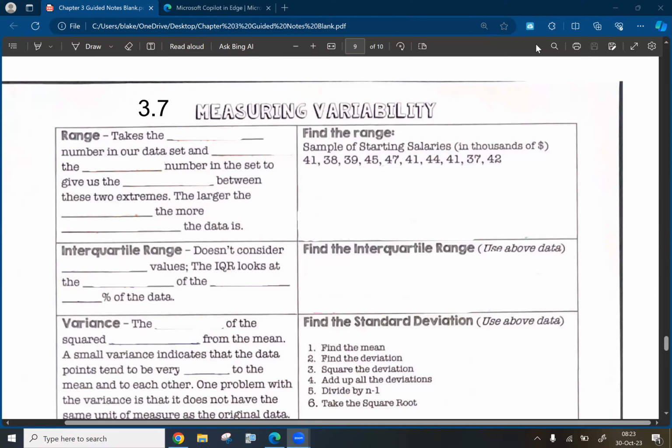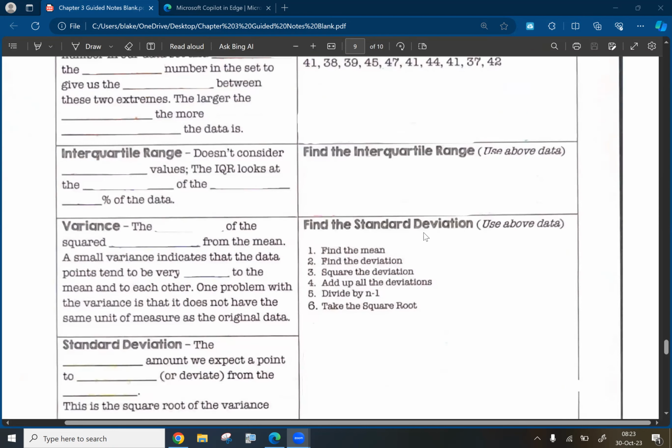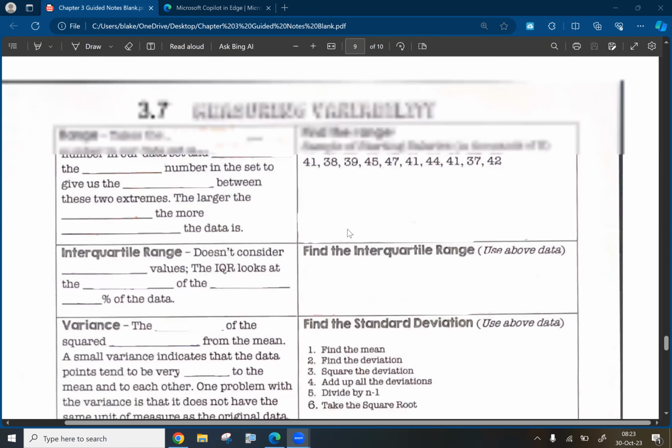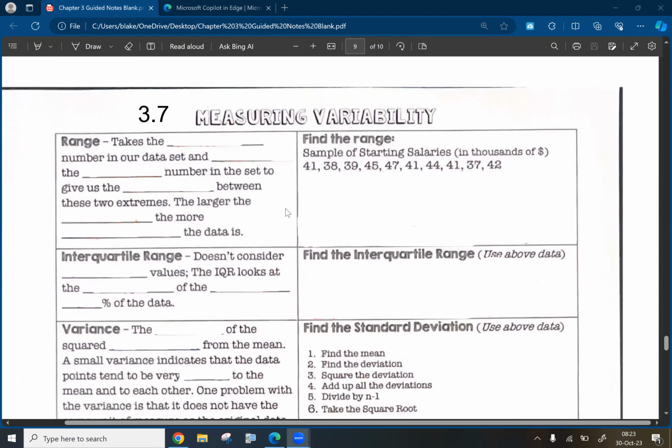Today we're going to talk about 4 different types of measurements to measure spread, which is what measuring variability is. It's how spread out the data is. Those 4 different ways are range, interquartile range, variance, and standard deviation. So let's talk about what each of those are and go over some examples of them as well.